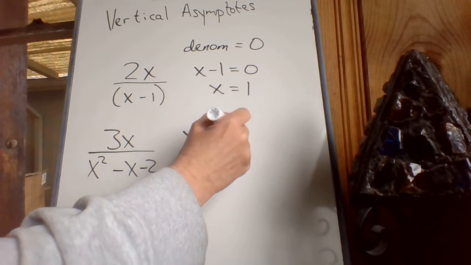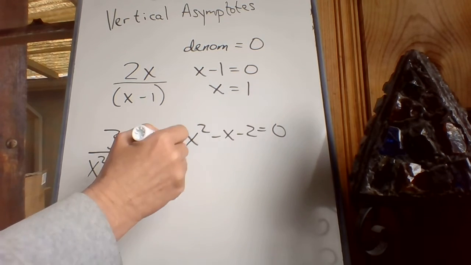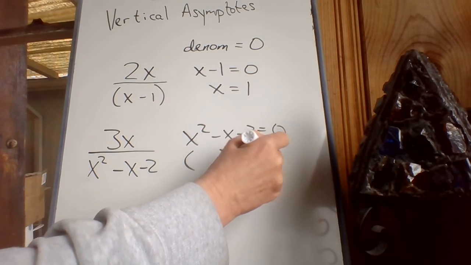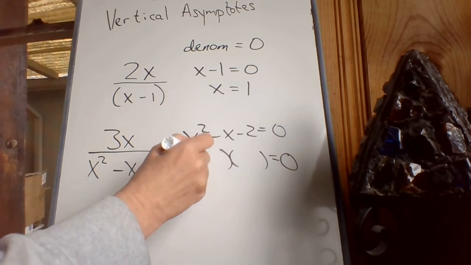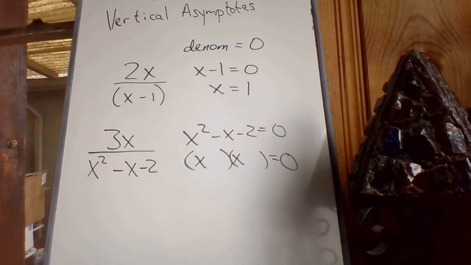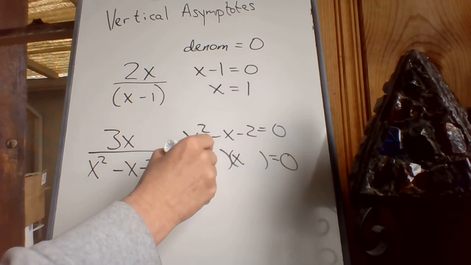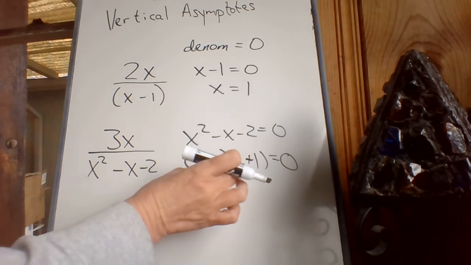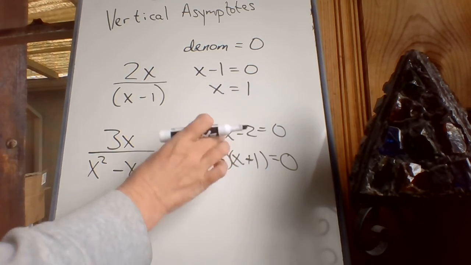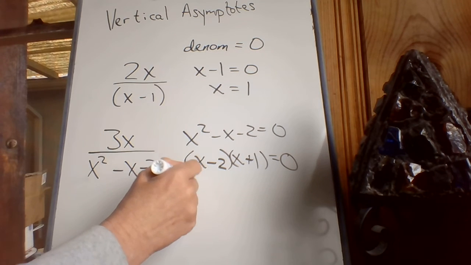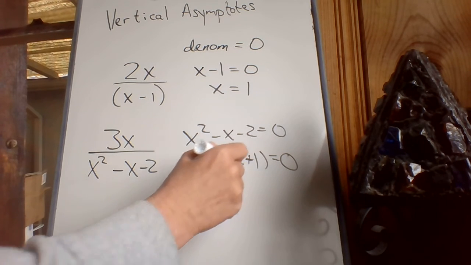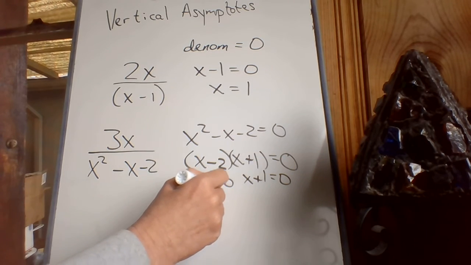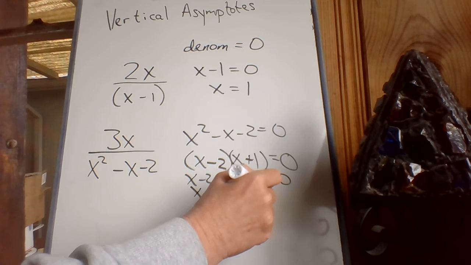x squared minus x minus 2 equals 0. So, well, I'm going to have to factor. I'm just going to unfoil this one. I got to use 2. So 1 times 2, if I go with minus 2 and plus 1, that's going to give me negative 1x. Minus 2x plus 1x is going to be negative x. Then set both of those equal to 0. x equals 2. x equals negative 1.